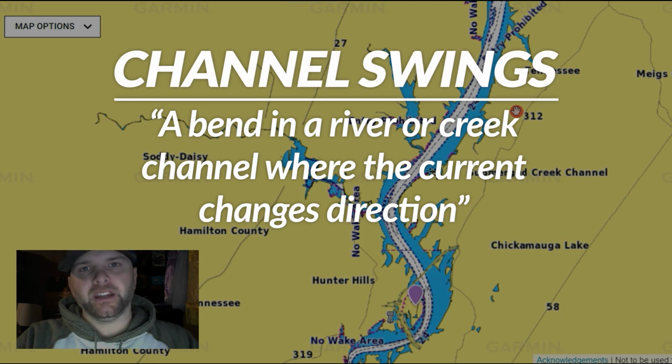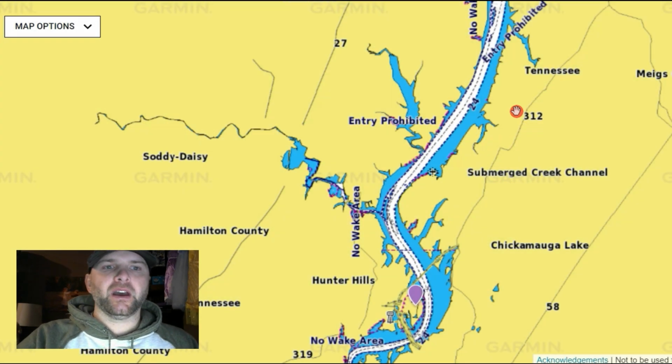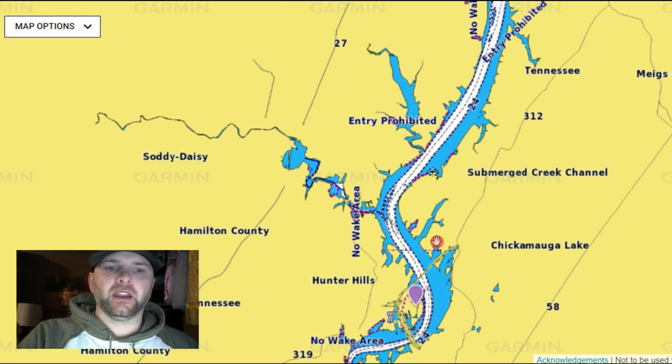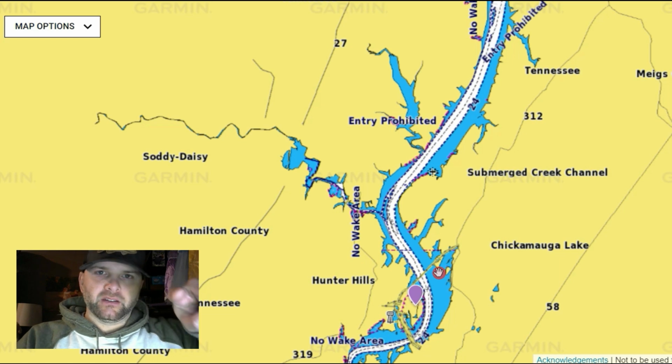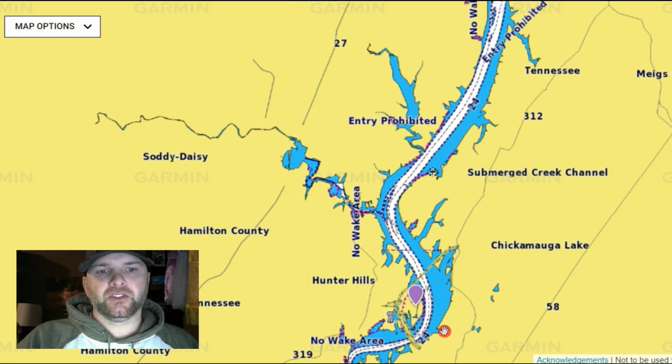And this is really related a lot of times to river fishing or reservoirs, where you have a main river channel that cuts through your body of water, and with channel swing banks, we're going to identify our areas where that channel or that river will turn and come up against shallow water.